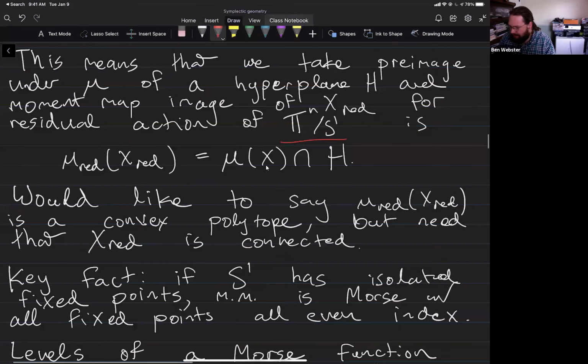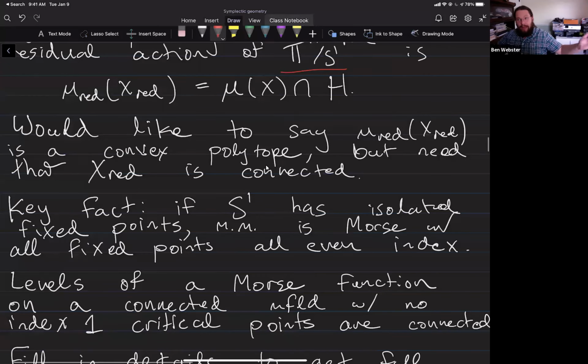It would be lovely to just say, by induction, the moment map image of this reduced space is a convex polytope. And I just said it's enough to check the intersection with every hyperplane is convex. But there's something you have to watch out for there, which is that it's automatic that X red is a symplectic manifold, but it's not automatically a connected symplectic manifold.